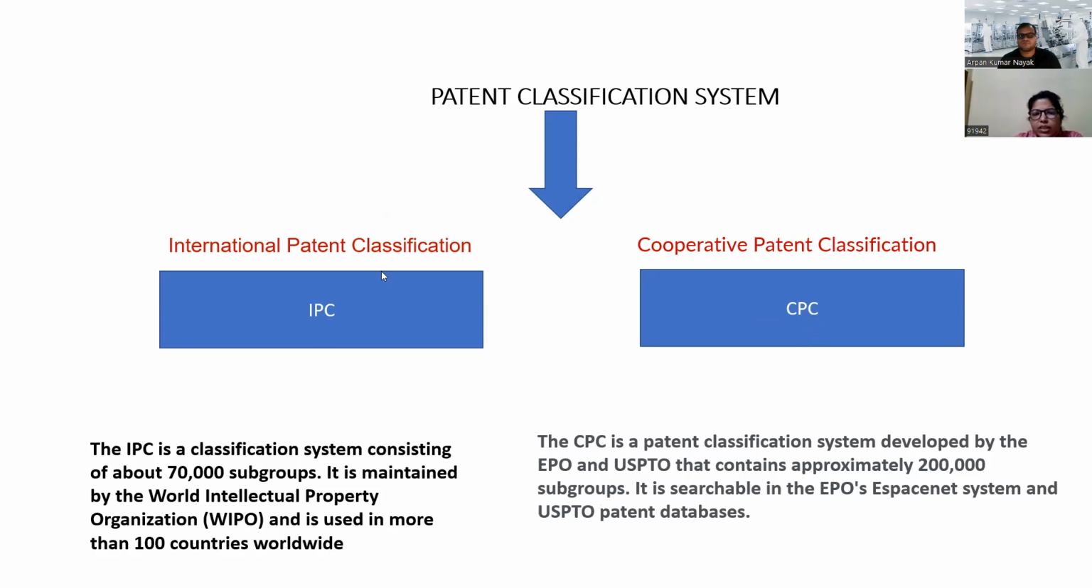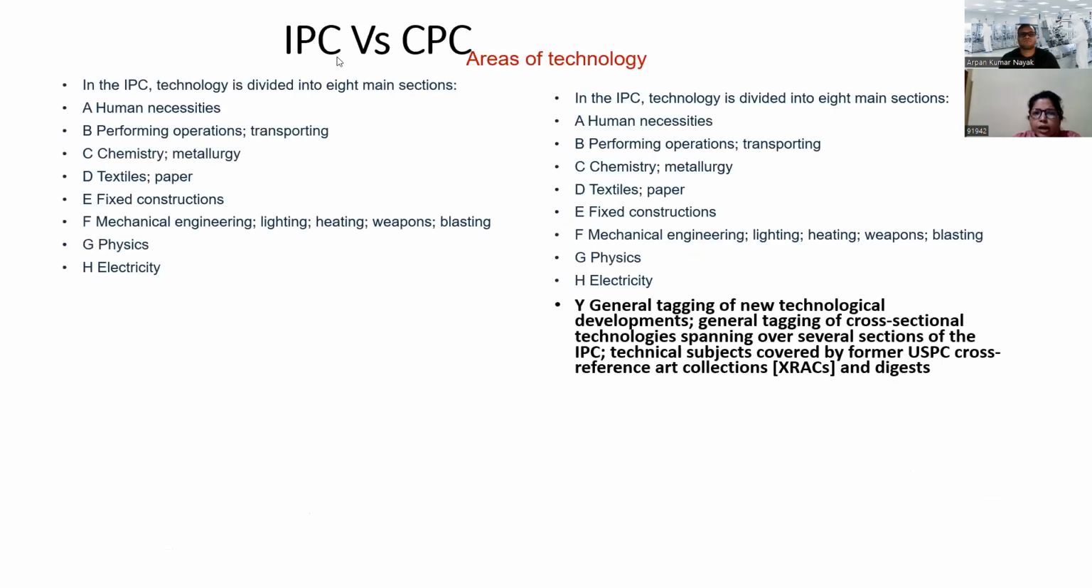When we look at patent classifications, it may be a little difficult at first because there is a hierarchical pattern. I'm telling you about IPC versus CPC. Here we have the areas of technology. In the IPC, the areas of technology are divided into 8 sections, A to H. A represents human necessities. If we have inventions related to human necessities, we go for section A.